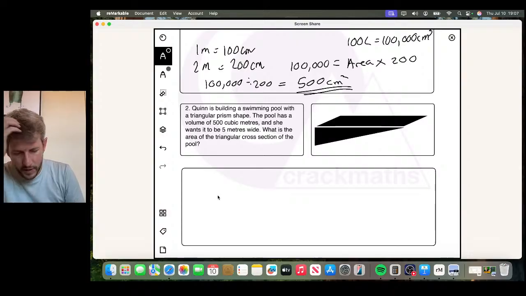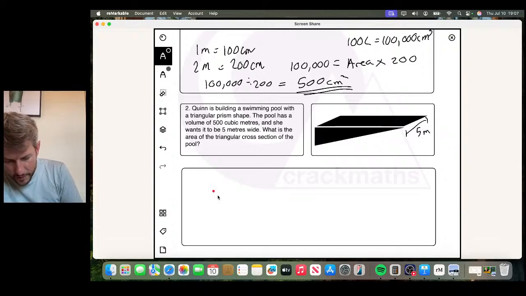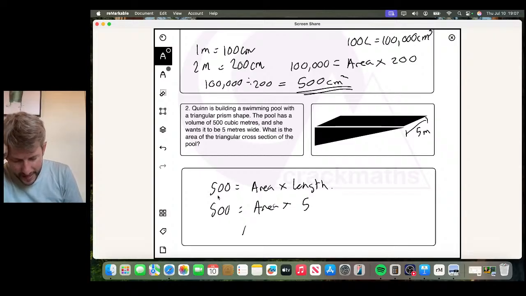Okay, so this is all in meters. That's fine. Great. So this is the width. So that's the bit that's 5 meters wide. So we've got volume is 500, and that equals area times length. So 500 equals the area times the 5. So the area equals 100 meters squared.